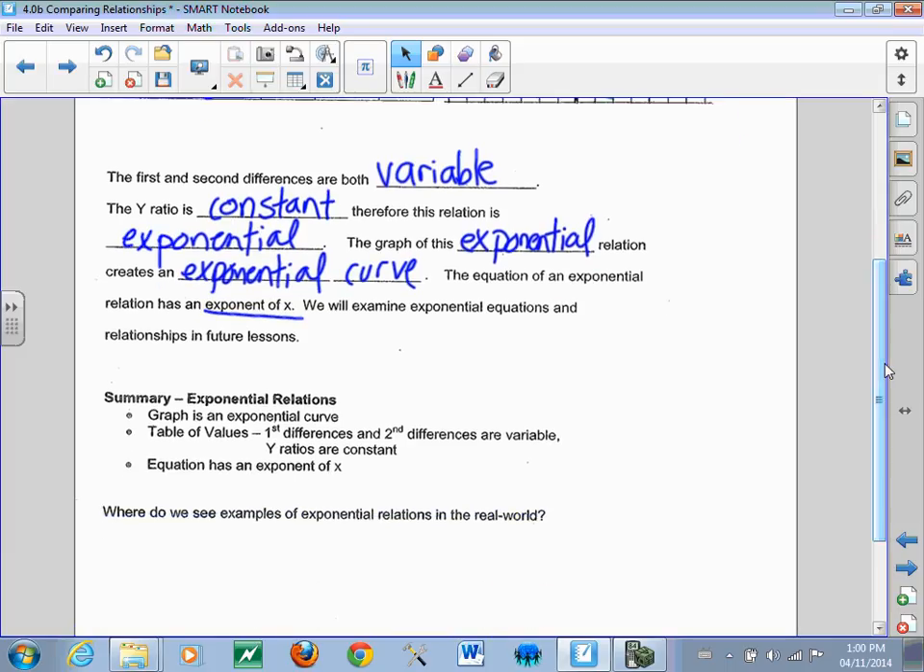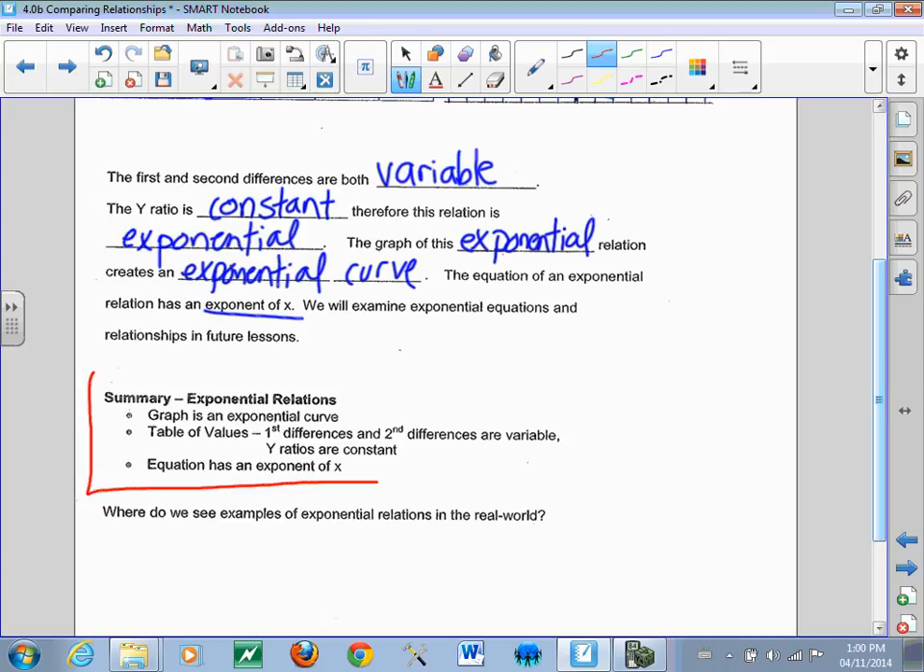All right. So let's take a look at a summary here. We'll do some questions here, and then we'll define that asymptote down below. So save some room, please. Let's summarize exponential relations. So a graph is an exponential curve. In the table of values, the first and second differences are variable, but the y ratios are constant, and the equation has an exponent of x.